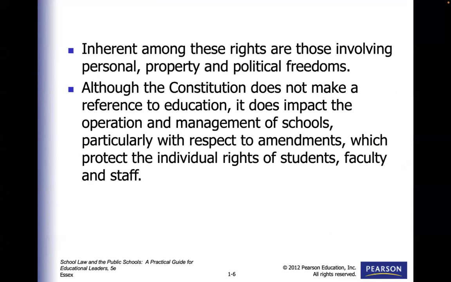Inherent among those rights are those involving our personal rights, property rights, and political freedoms. Now, although the Constitution does not make a reference to education, which we're going to be talking about because a lot of those rights were given at a state level, it does impact the operation and management of schools, particularly with respect to amendments, which protect the individual rights of students, faculty, and staff.